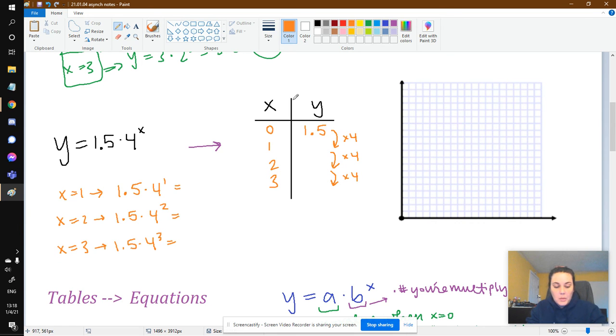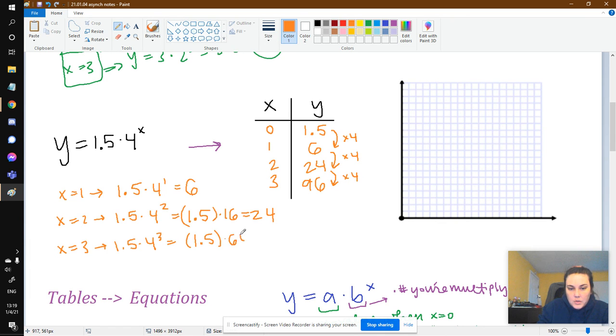I'm going to do the table version. So I'm going to type in 1.5 times 4 in my calculator and get 6. 6 times 4 is 24. And then 24 times 4 is 96. Right? Again, if we had plugged these into our calculator, or if we had done 1.5 times 16, and then 1.5 times 64, that is 96.